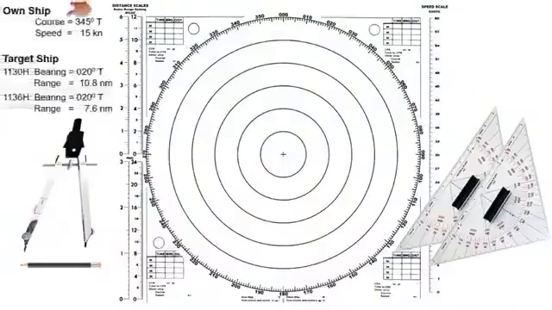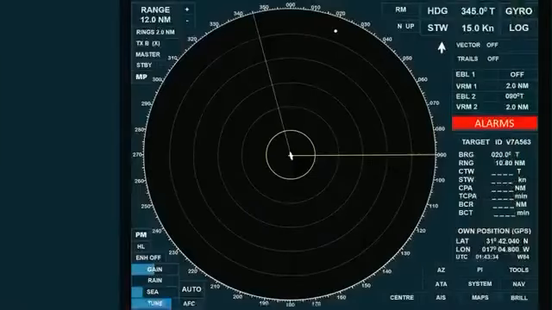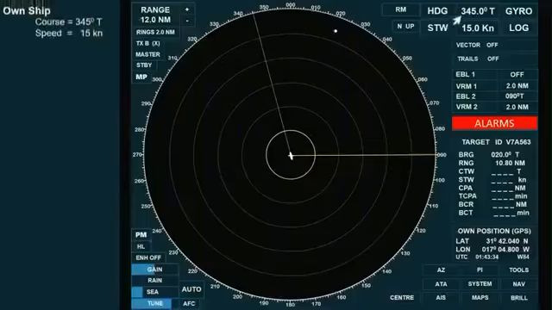First, we need to gather the following information, which can be obtained from the radar on board, or from a radar simulator if you are taking your radar plotting course. The own ship's course is 345 degrees true, and the speed through water is 15 knots. We have observed a radar echo, 3 points on our starboard bow.